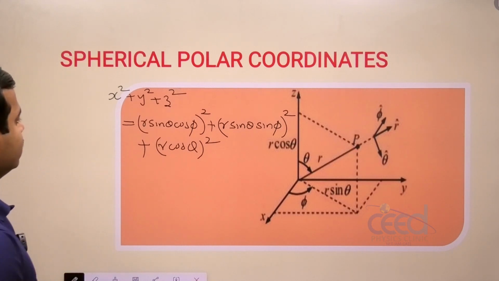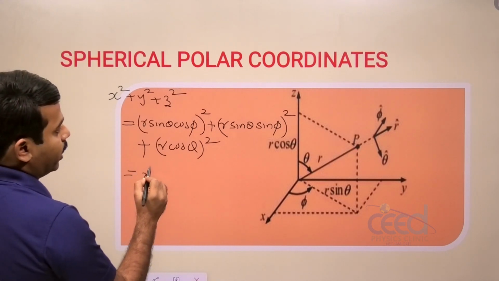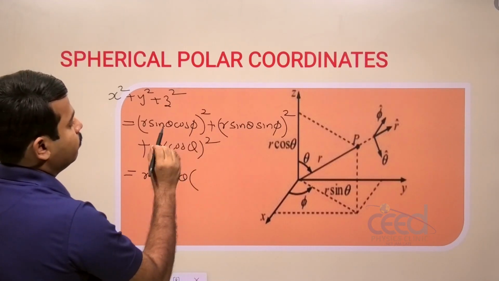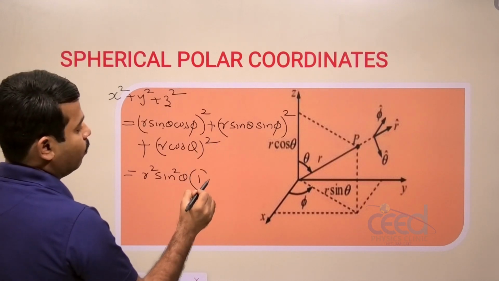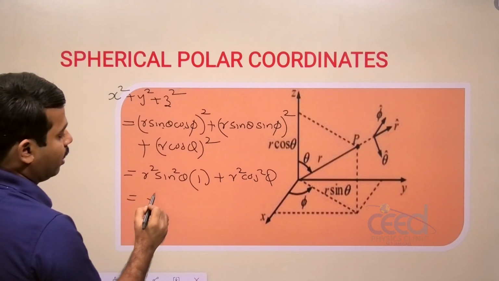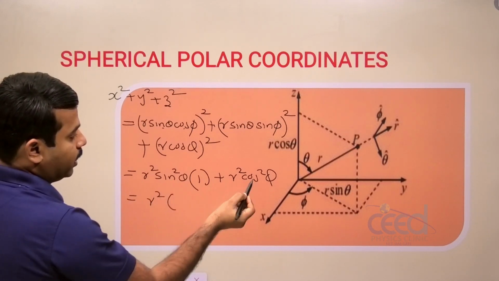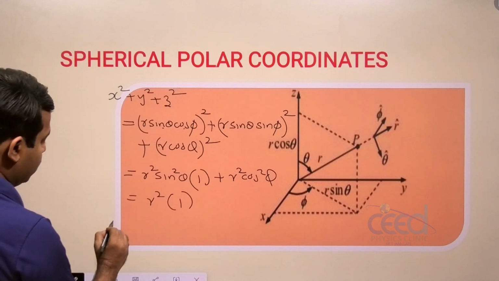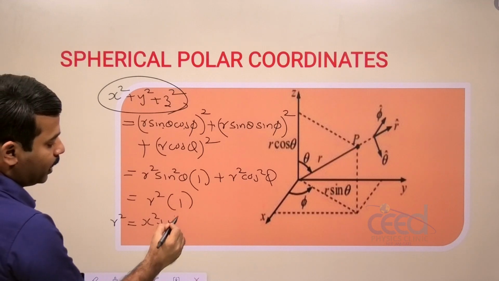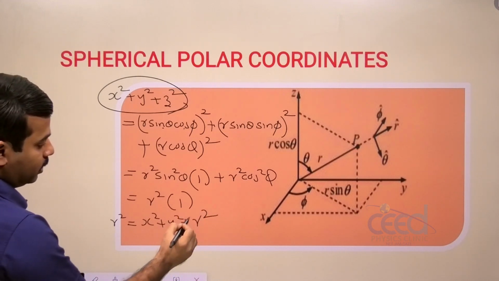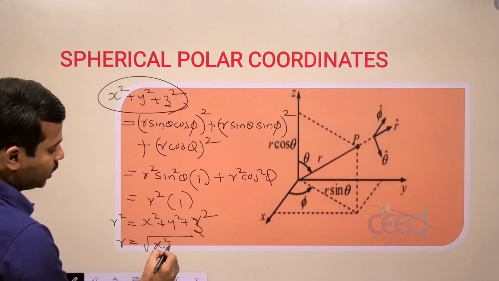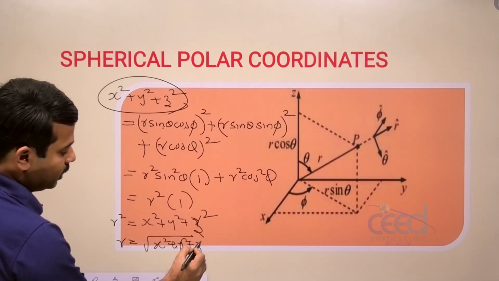Alright. Now what is the resultant? I can take r square sin square theta from the first two terms, then cos square phi plus sin square phi is 1, here r square cos square theta remaining. Again I am taking r square, then sin square theta plus cos square theta, again 1. That means r square is equal to x square plus y square plus z square. Then r is equal to square root of x square plus y square plus z square.